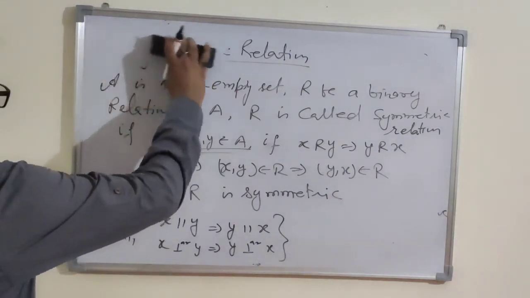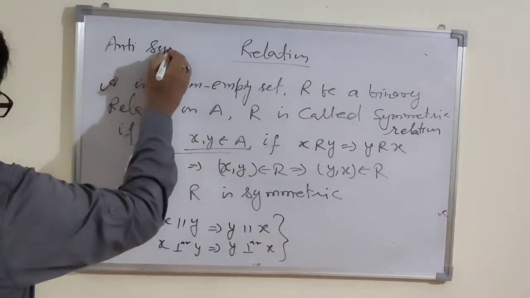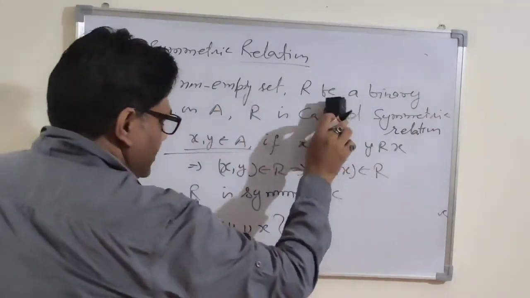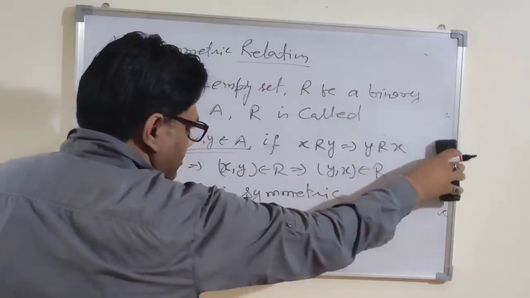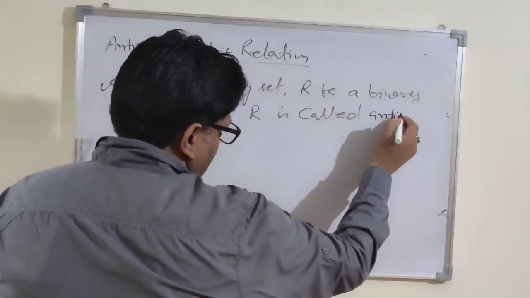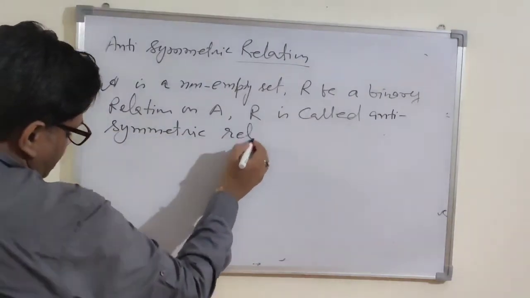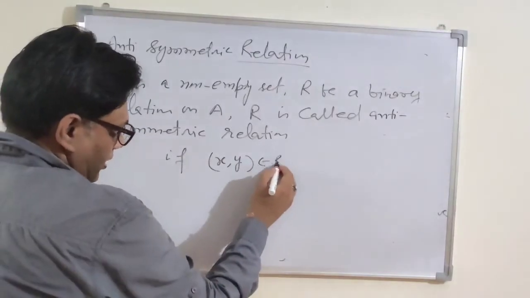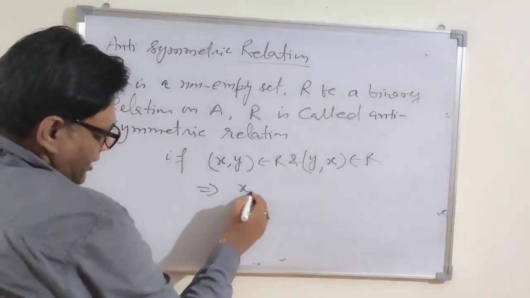Now next is antisymmetric relation. Let A be a non-empty set and R be a binary relation, and R is called antisymmetric if (x, y) belongs to R and (y, x) belongs to R, this implies x equal to y.